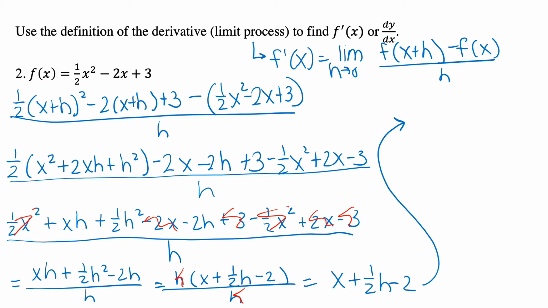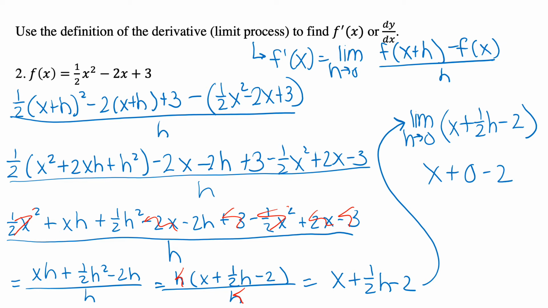Remember, from there we want to take the limit as h goes to 0 of that simplified function, so of x plus 1/2 h minus 2. Using direct substitution, we would get x plus 0 minus 2, which simplifies to x minus 2. So our derivative, f prime of x, is just equal to x minus 2.